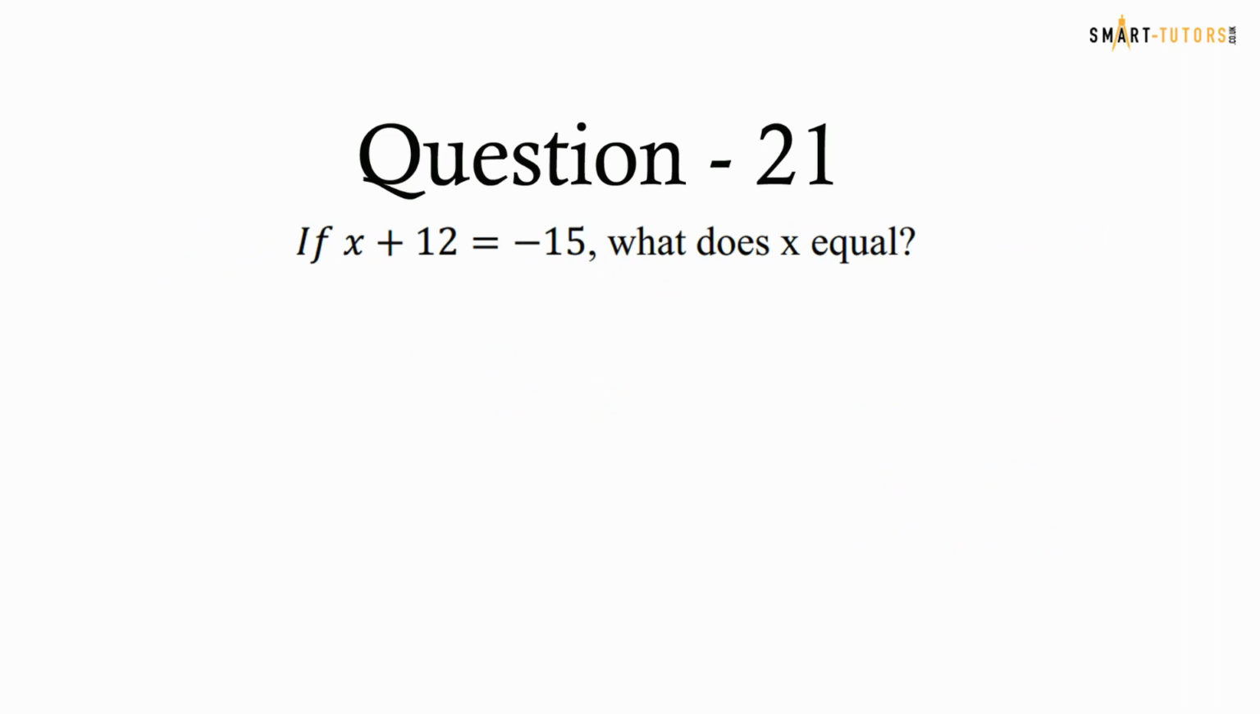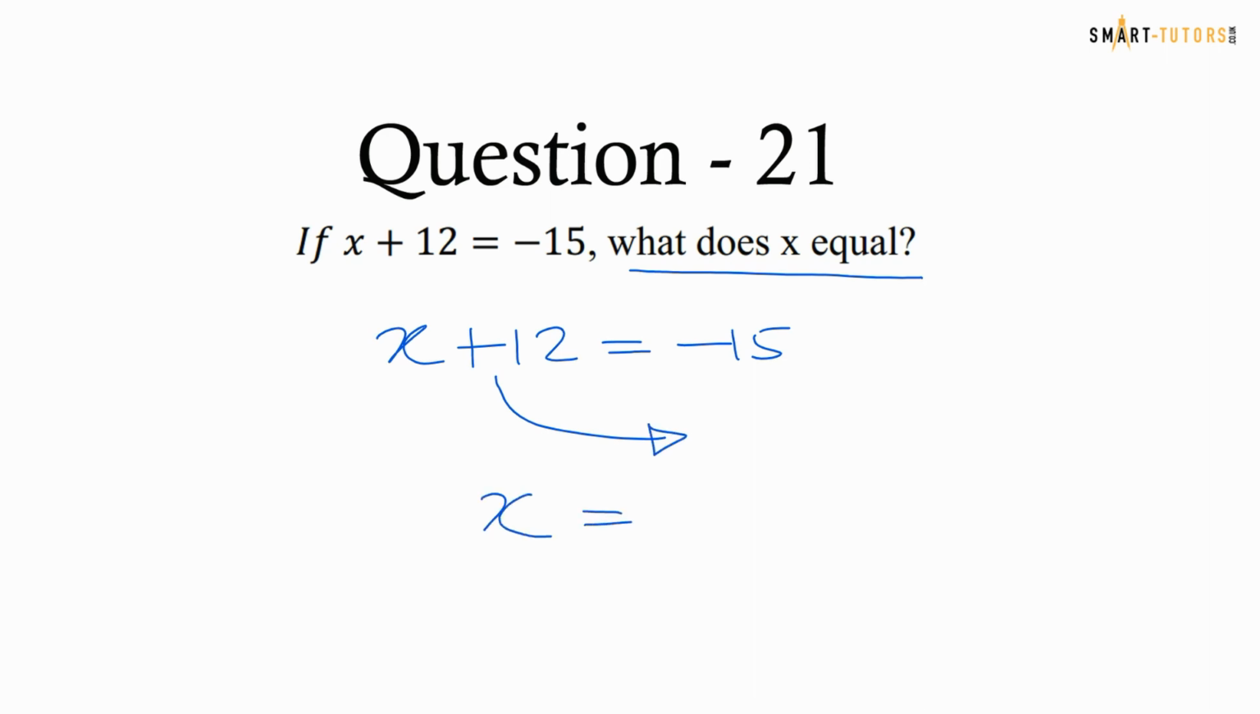Question number 21. If x plus 12 equals minus 15, find what x equals. The plus 12 needs to go to the other side. So x equals the minus 15 already there, and the plus 12 becomes minus 12. Both minus means you need to add them together. So minus 27. So x equals minus 27.